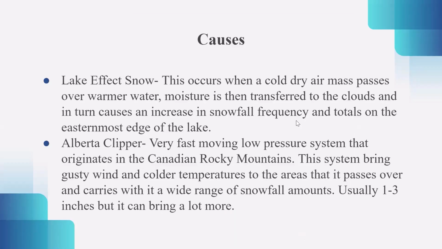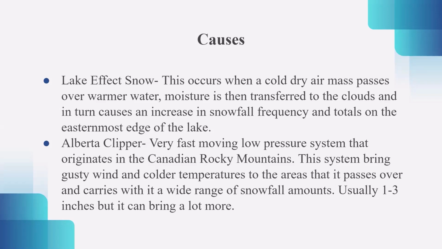So the causes of why there was an increase in snowfall totals during this time period was because of two reasons. The first is the lake effect snow. This is something that is very common in the Midwest and many people know about. It occurs when a cold, dry air mass passes over warmer water and moisture is then transferred to the clouds and in turn causes an increase in snowfall frequencies and totals on the easternmost edge of the lake that it's going over. This occurs mostly in Lake Michigan, where the eastern side of it, Michigan, receives a high amount of snowfall total and frequency per year.